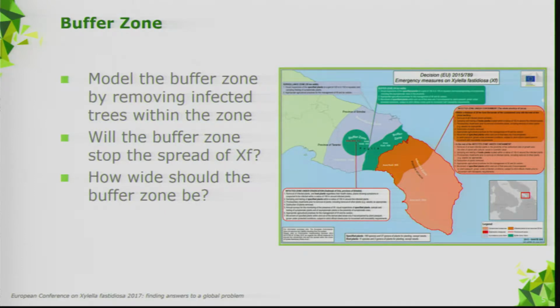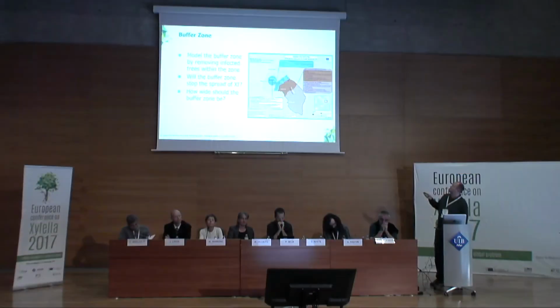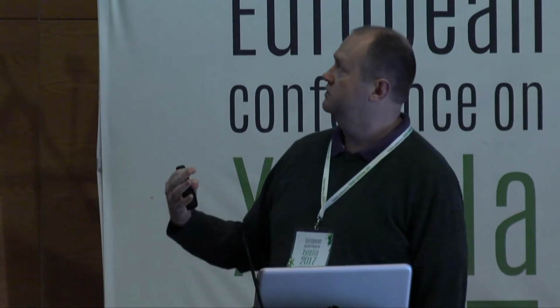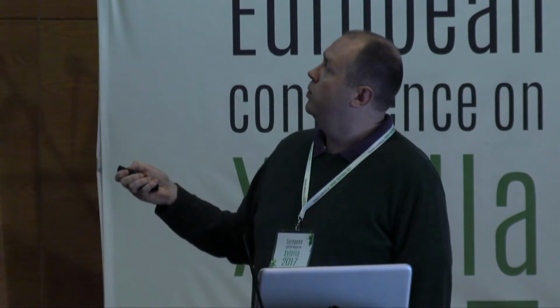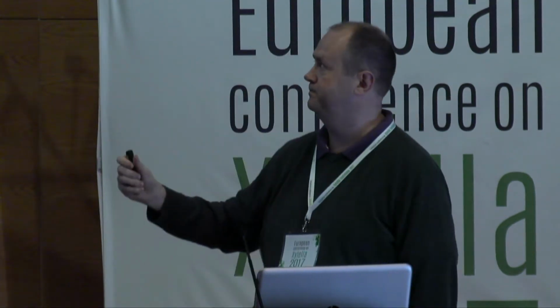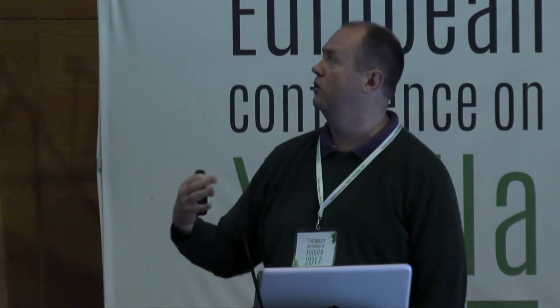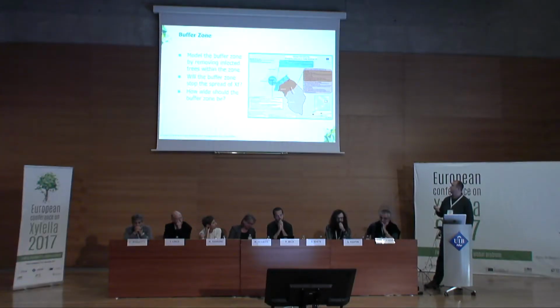As we all know, there's this buffer zone across the peninsula. This is an old picture; it's now changed. But what they're doing in the buffer zone is hopefully removing infected plants and removing vectors. So we can use the model to actually guide that strategy. The big questions are: will the buffer zone stop the spread of Xylella? That's our ultimate goal. We want to stop it moving northward. And then also, how wide should the buffer zone be? We're talking about tearing up trees. We want it to be as wide as possible to stop infection, but not wider. So can we use the model to answer those questions?